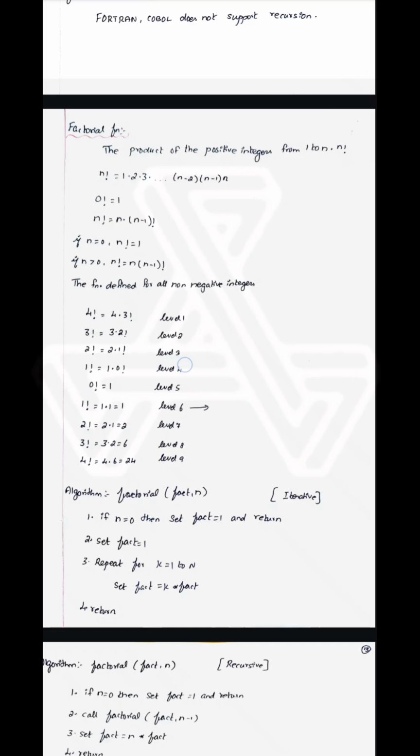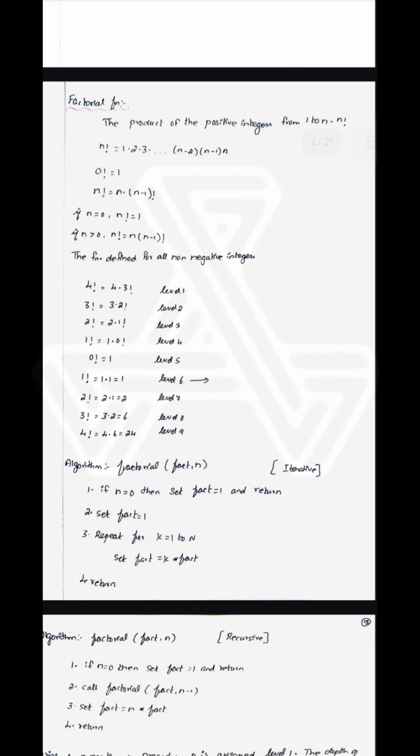So then what does it do? 1 factorial is 1 into 1, multiplying the things, then level 7, level 8, level 9, it gives the value 24.